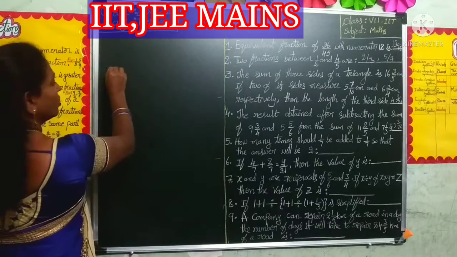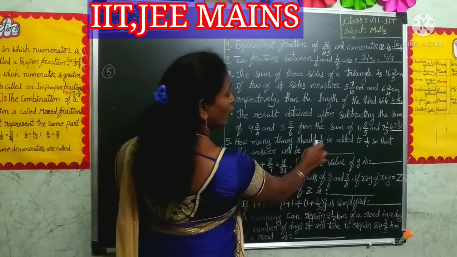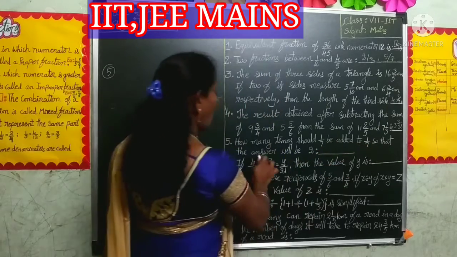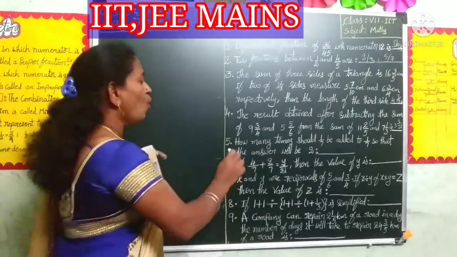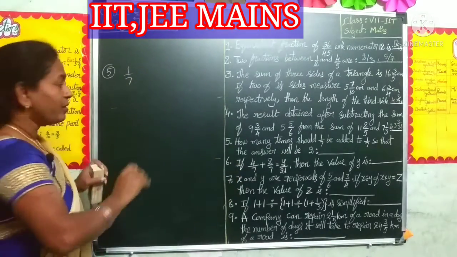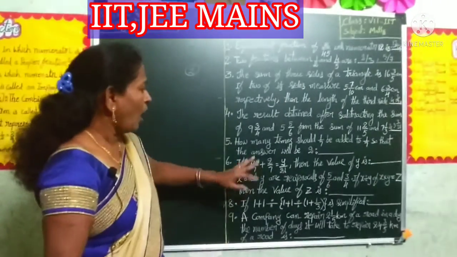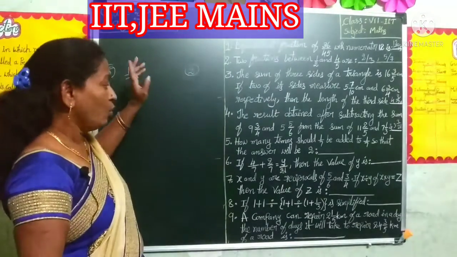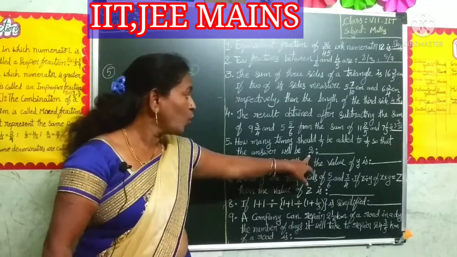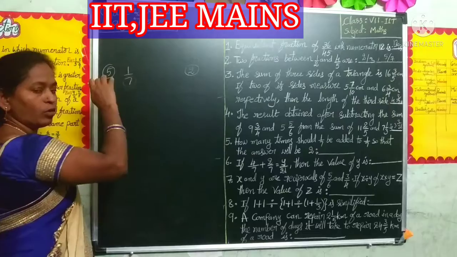Fifth question. How many times should 1 by 7 be added to 1 by 7 so that the answer will be 2? What is that, 1 by 7? How many times added to 1 by 7? The answer will be 2, they given. Logically you have to think here. Already 1 by 7 is added to 1 by 7. How many times you add means the result is 2. Means here the denominators are equal, so the numerators you have to consider.